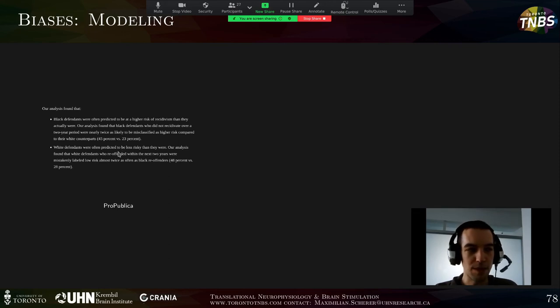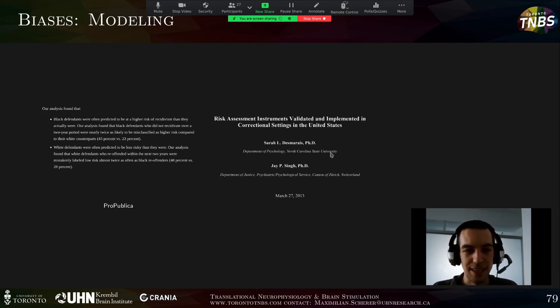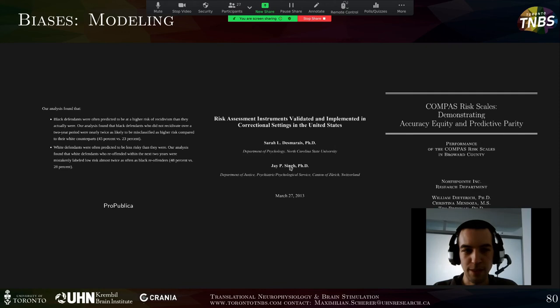And they came to the result: it's way more likely for black people to be flagged as risky than for white people, which is kind of interesting since the software doesn't get any racial information on the people. It's somehow deriving that else, but that makes that software look racist. And then there was another assessment on that. They used different parameters, so a slightly different model. They came to the same conclusion.